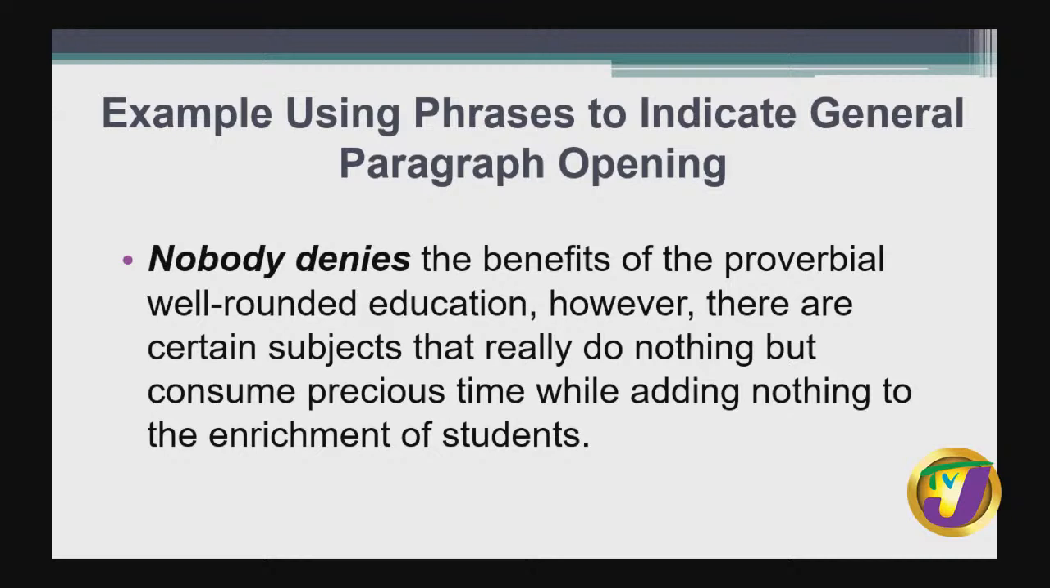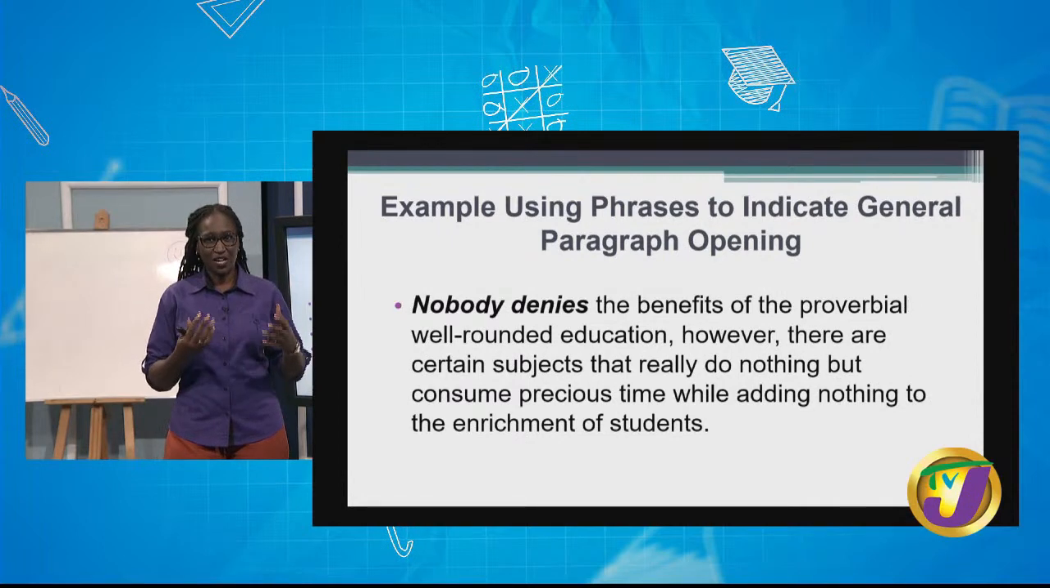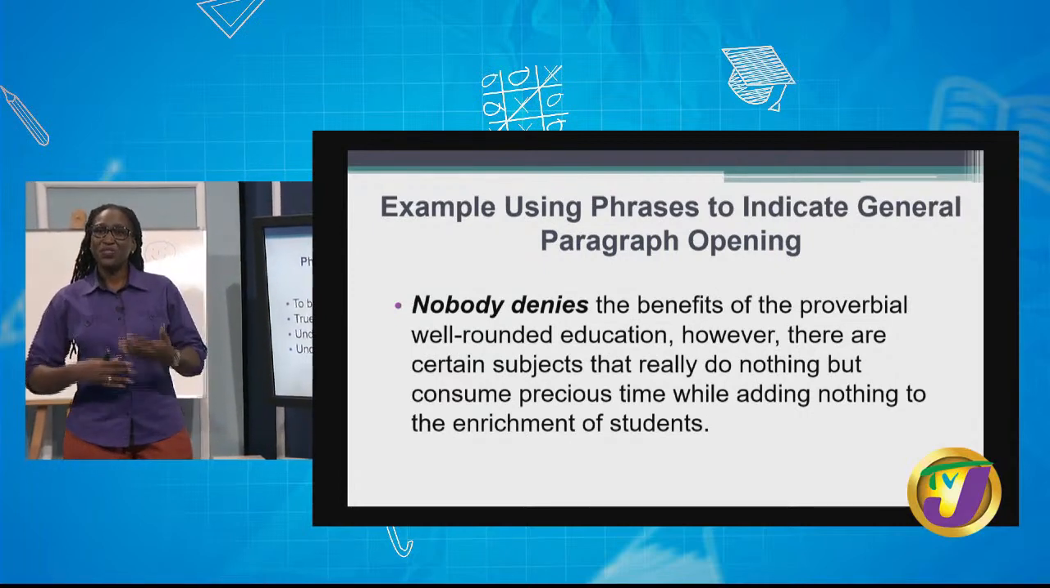Now look at this sentence using one of those examples we saw earlier. Nobody denies the benefits of the proverbial well-rounded education. However, there are certain subjects that really do nothing but consume precious time while adding nothing to the enrichment of students. Now look at that sentence carefully. So we have used the term nobody denies. That's the one we have highlighted. Now look carefully. How did you use this to just open the paragraph in general? So you didn't have to start with the usual I strongly agree, I strongly disagree, I think. You can use something else.